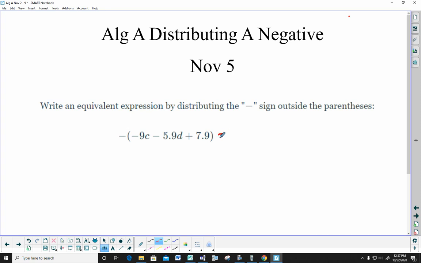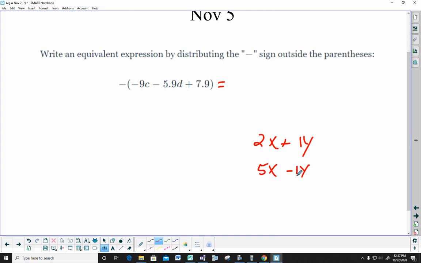Technically, what this is saying is that when there isn't a number, like if I had 2x plus y, what number is in front of the y? There's a 1. If I had 5x minus y, what number is in front of the y value? Well, it's really a negative 1. So when there isn't a number in front of a variable, it's really a 1, or in this case, a negative 1. So what number is really hanging out outside this parenthesis? It's really a negative 1.